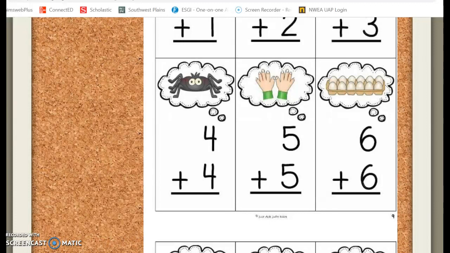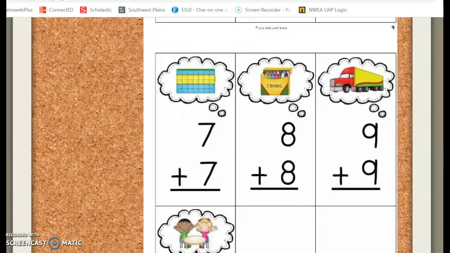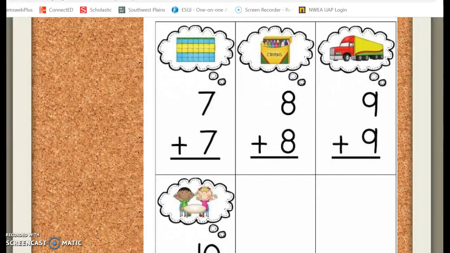Here for 6 plus 6, there are 6 eggs on one side and 6 eggs on the other side. Does anyone know how many eggs are in a dozen? 12. So if you see 6 plus 6, you should think, I need a dozen eggs, which is the number 12. Okay? See how these strategies are helping me think of things a lot faster?